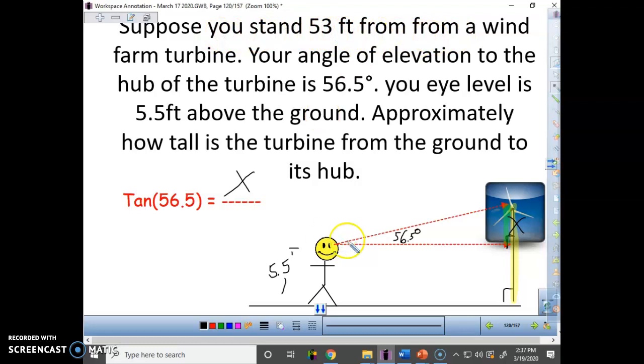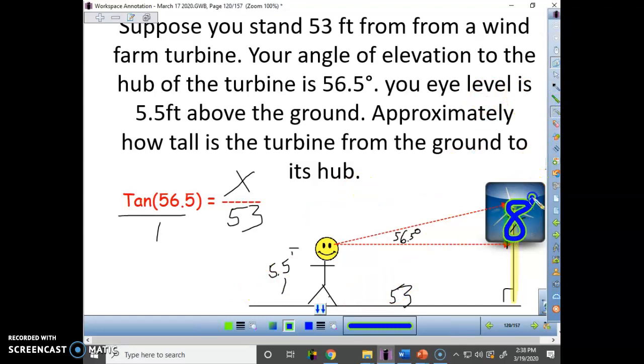53 feet from here to here, so it's x over 53. Do a little cross multiply: 53 times tan, 53 tan, 56.5, 80. So we just found out that this right here is 80.